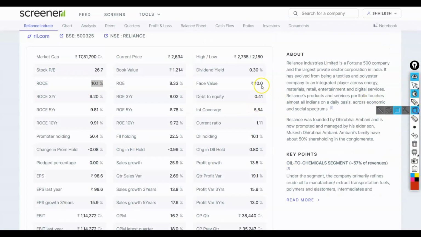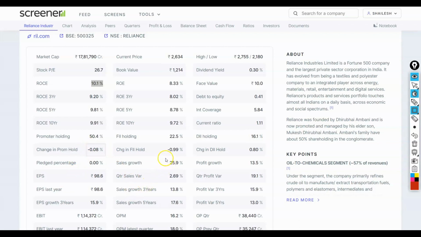If we look into the debt and the current ratio, it is 1.11, which is good. Now, if we look into the promoters' holding, it is 50.4, which is also good. It is above 50%. The FII holding is 22.25%, which is also good. But the FIIs have reduced their holding by 0.99%. The DIIs have increased their holding by 0.8%, and the DII holding as of now is 16.1. So even the promoters have reduced their stake by 0.08%.